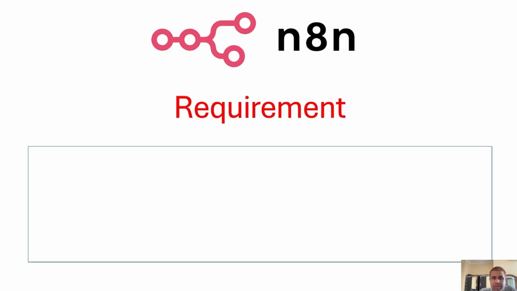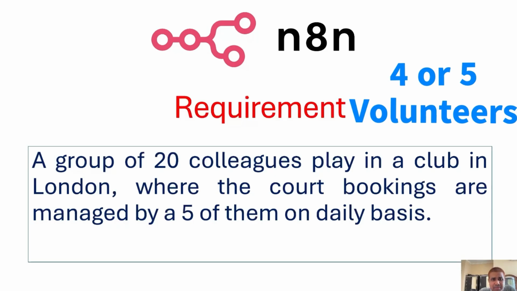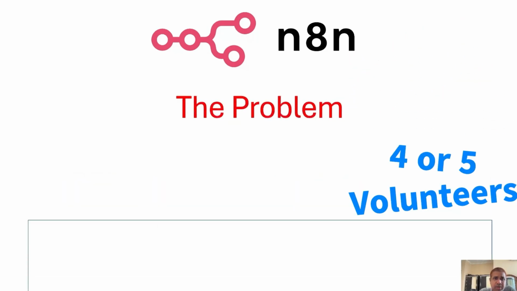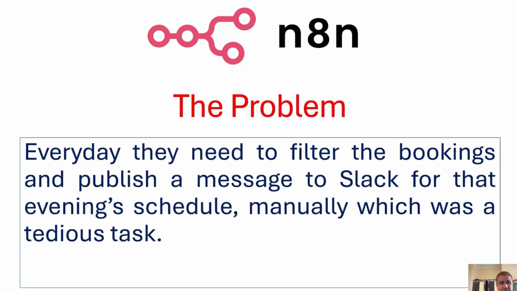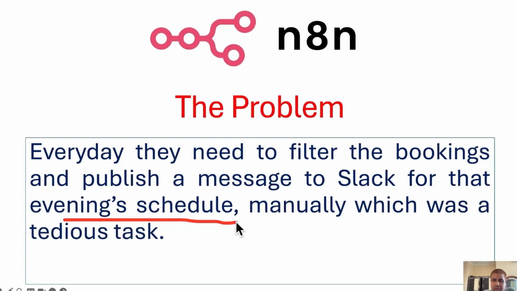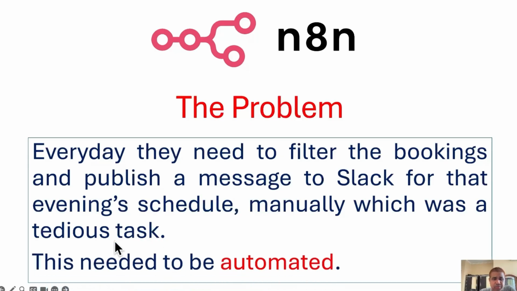Let's jump into action. Let's get the requirements clear. A group of 20 colleagues play in a club in London where the court bookings are managed by 4 or 5 of them on a daily basis. Then what is the problem here? The problem is every day one or more of them has to filter and scan the entire sheet where they maintain the entries and publish a message to Slack for that evening's schedule, so that whoever is interested will register their interest and start playing in the evening. This is a tedious task and this needs to be automated.